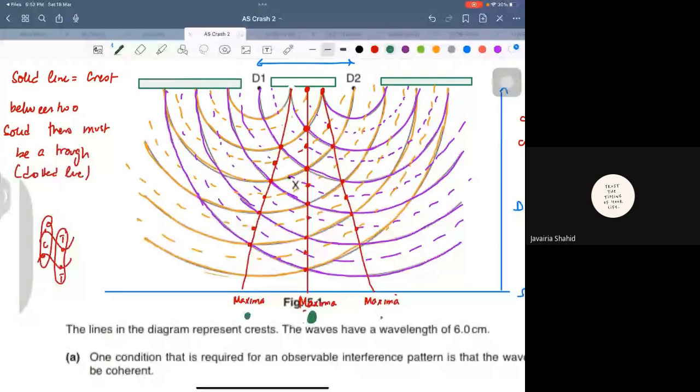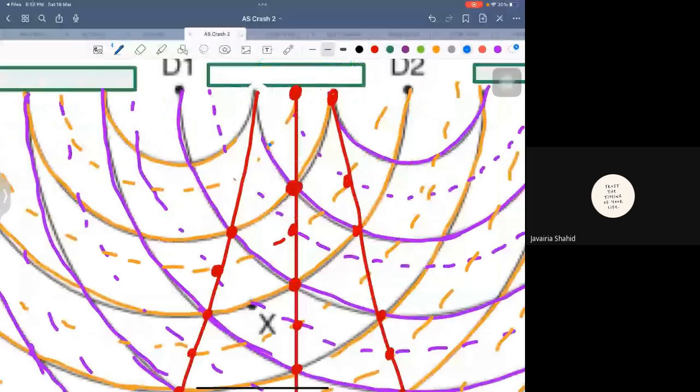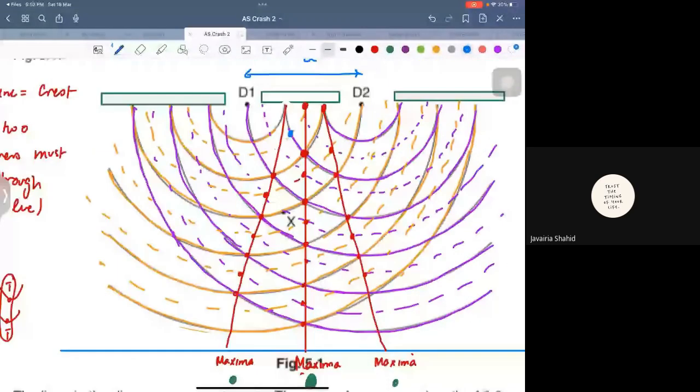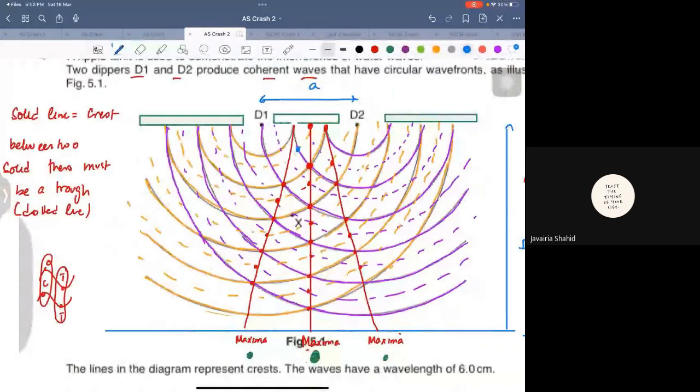Now, if you look in the middle of this, you might realize something important. At this particular point, the solid purple line is meeting with the dotted yellow line, which means that a crest is meeting with a trough. You guys agree? Yes. Now that means it's going to cancel out the wave. So if I go here or here, you might see solid meets with dotted everywhere. And if I go straight in this line, here you will see a minima, because minima means that the waves are being disrupted by each other. Is it clear?